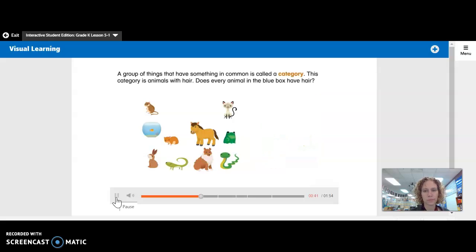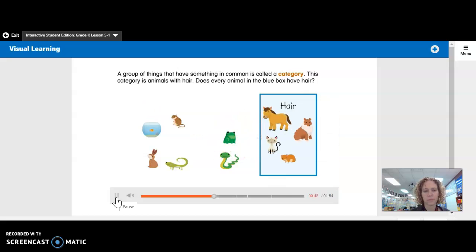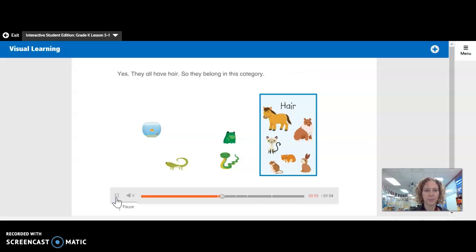A group of things that have something in common is called a category. This category is animals with hair. Does every animal in the blue box have hair? Yes, they all have hair, so they belong in this category. Should the snake be in this category as well? No, the snake should not be in this category. The snake does not have hair.